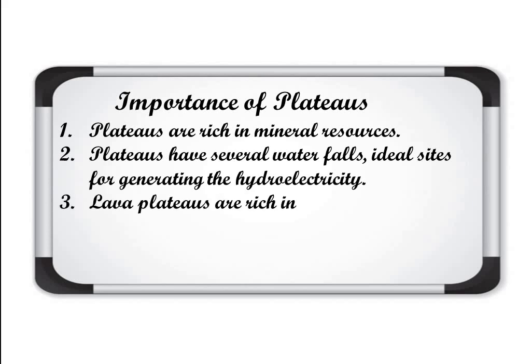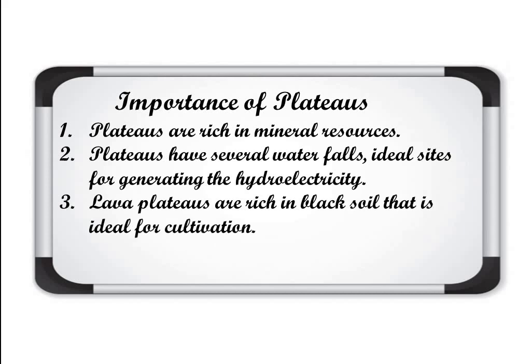Lava plateaus are rich in black soil that is ideal for cultivation. The lava plateaus, those plateaus that are formed due to lava, are rich in black soil. There are different types of soil: alluvial soil, red soil, black soil. So that black soil is ideal for cultivation, especially for crops like sugarcane and cotton. That's why the Maharashtrian area is a great producer of sugarcane and cotton, because there the black soil is found. So black soil is good for cultivation. So that's why these plateaus are useful.